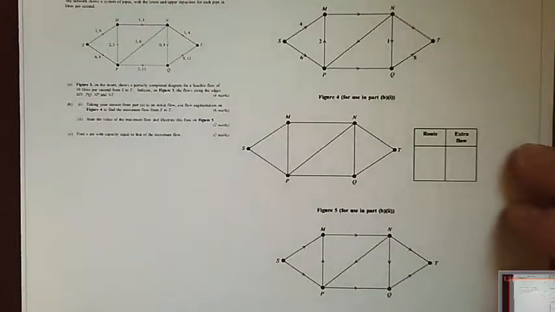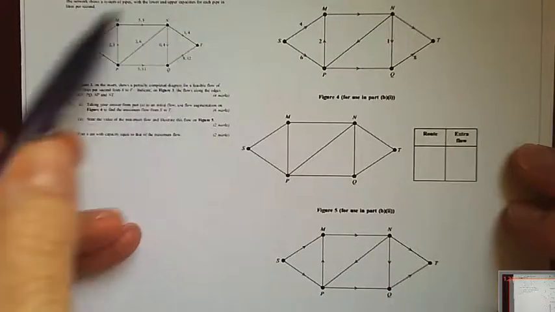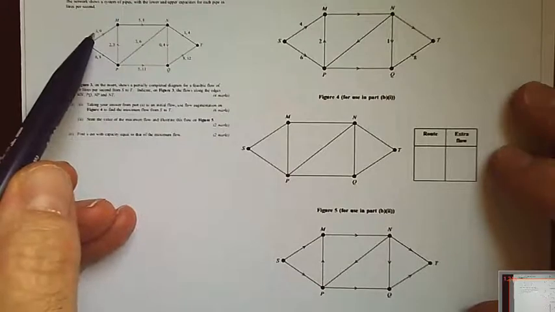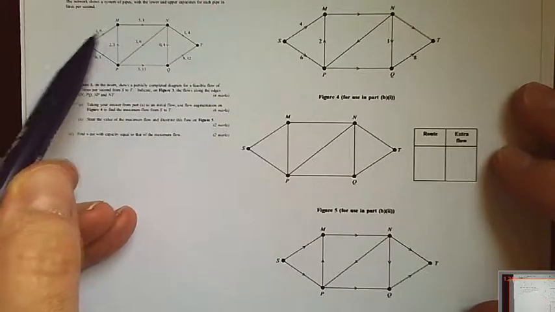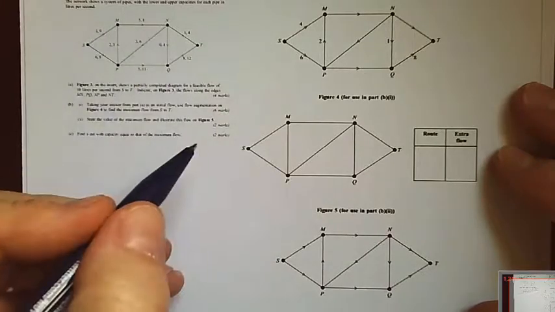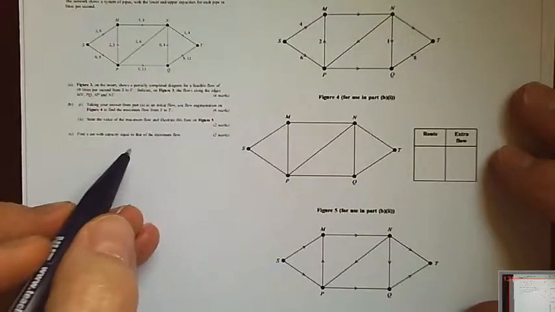Decision 2, network problems. The worst sort, or the hardest sort, of network flow problems tend to be the ones where there's minimum and maximum capacities on each of the arcs, as you can see we've got here. So hopefully it'll help if I go through this exam question.